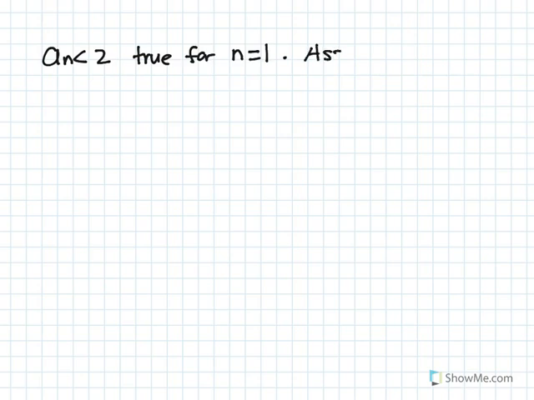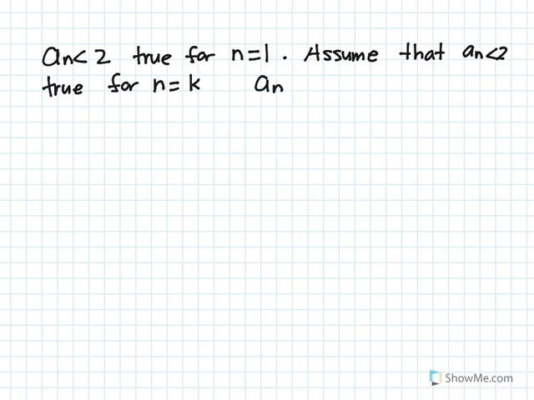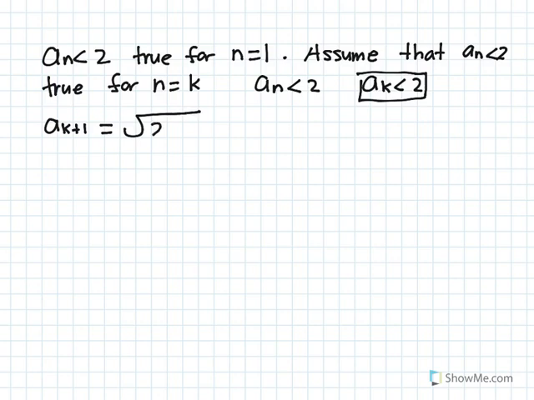Let's assume that a_n is less than 2 is true for n equals k. And then we must show that it's also true for n equals k plus 1. So that means that a_k is less than 2, because we're assuming that n equals k. So let's look at our recursive relationship. a_{k+1} is equal to the root of 2 plus a_k.